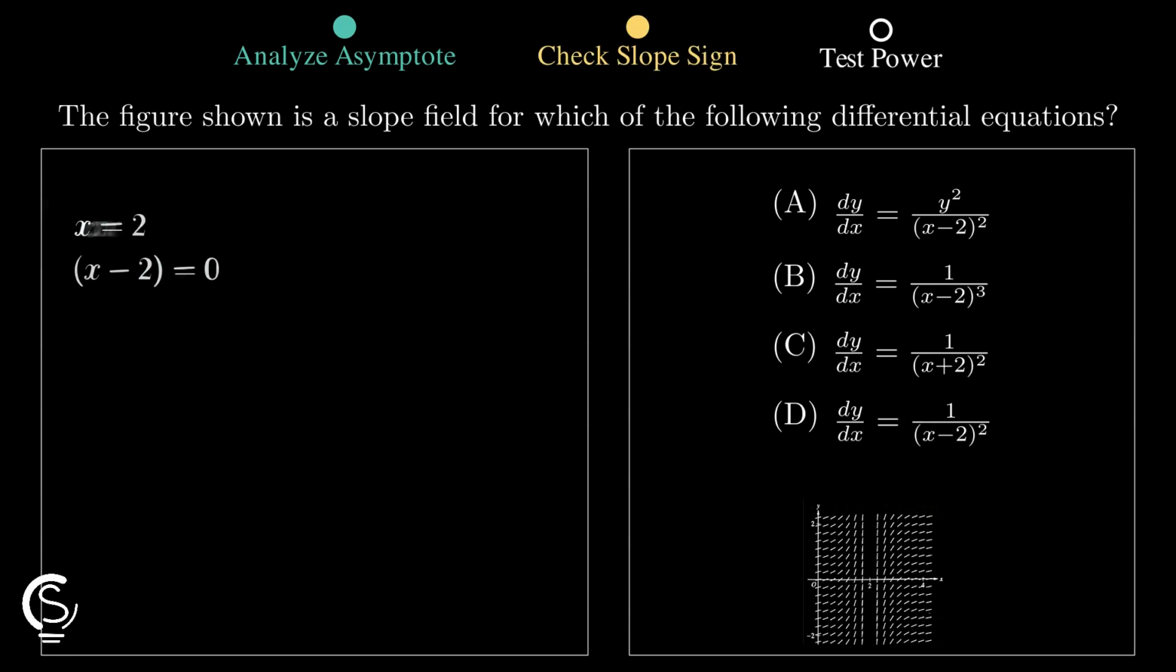Next, observe the slope segments. They are positive on both sides of the asymptote. This means the derivative must be positive, ruling out any expression that could yield negative values.